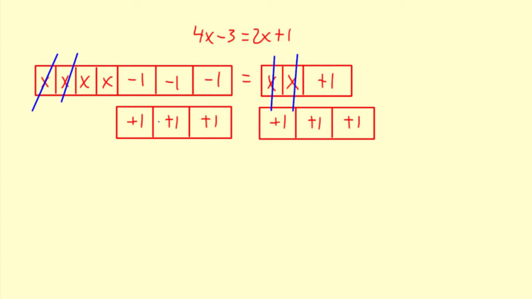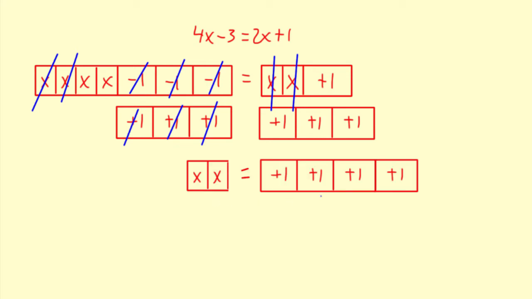So what you can do there is you can add plus 1 three times, or plus 3 total, to each side of the equation. And what happens here is the plus 1 and the minus 1's, these make 0. And then you have 2x on the left, and then plus 1, 2, 3, 4 on the right. So there's your 2x equals 4.